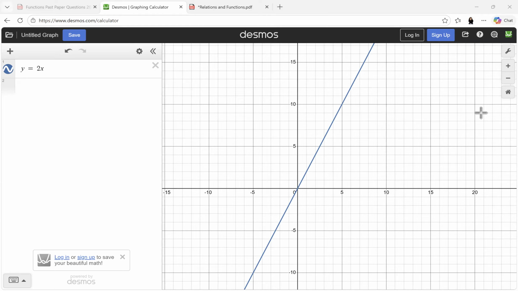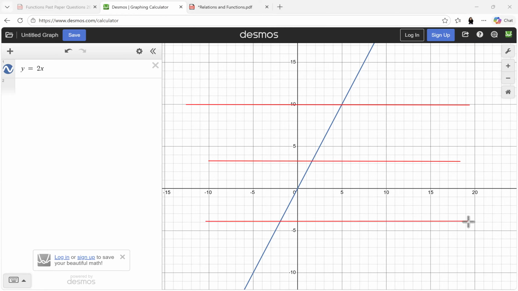Now if I were to draw a horizontal line at any point on this graph, it is in fact going to cut the graph at one place and one place only, right? Look, so a horizontal line drawn along any part of this graph will cut the graph at only one place. So this tells us that the graph y is equal to 2x is a one-to-one function, right? Because it passes the horizontal line test.